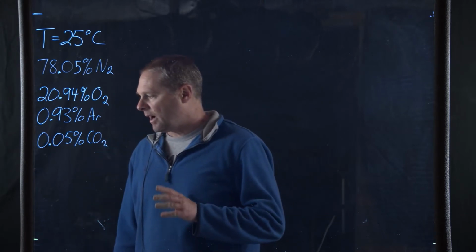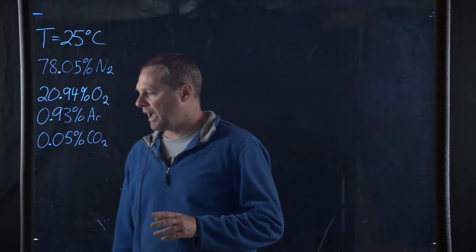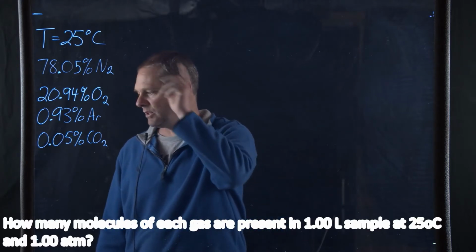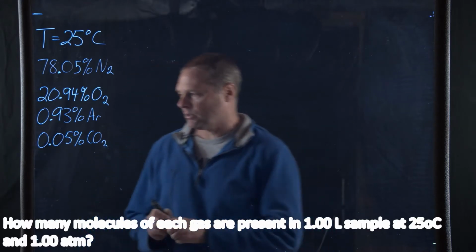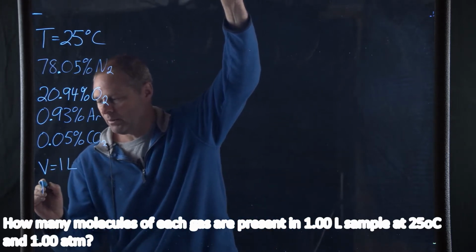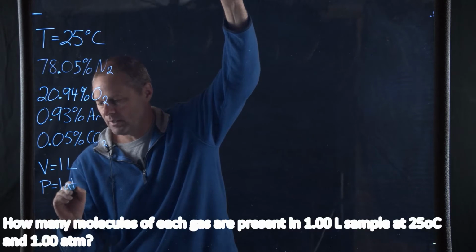And so how many molecules of each gas are present in a 1 liter sample at 25 degrees Celsius and a pressure of 1 atmosphere? So the volume is going to be equal to 1 liter and the pressure is equal to 1 atmosphere.